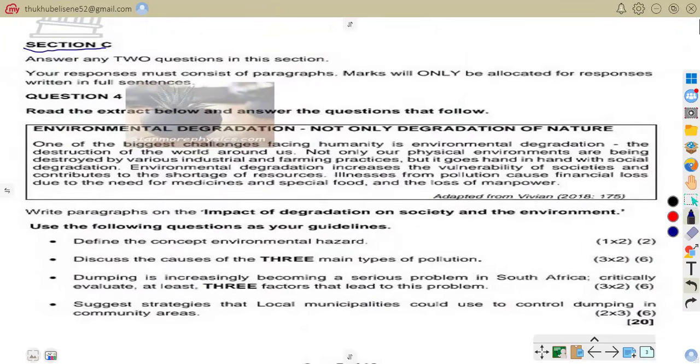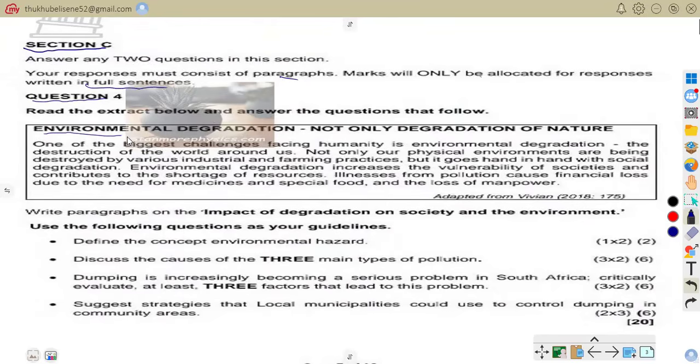As it says, answer 2 questions in this section, though we are going to answer them all. It says your responses must consist of paragraphs. Marks will only be allocated for responses written in full sentences. So now let us be on Question 4. As it says, read the extract below and answer the questions that follow.